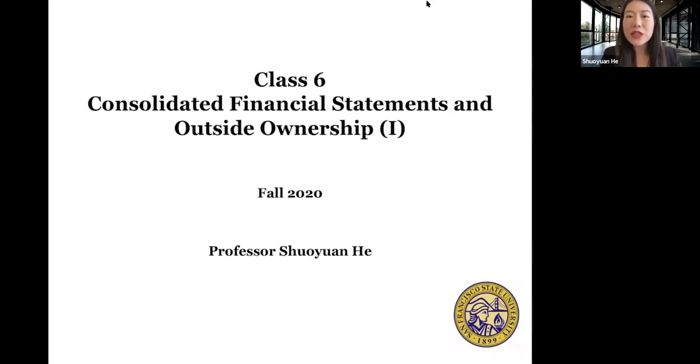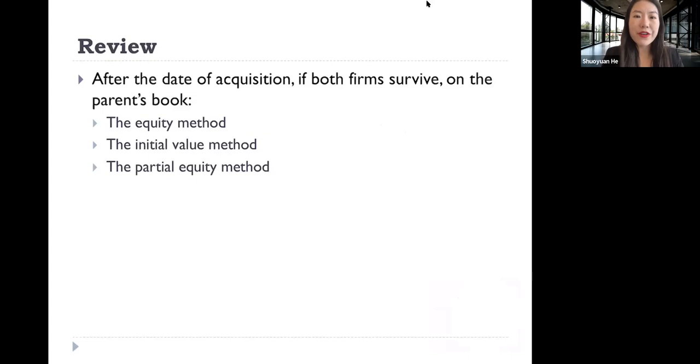In last class, we talked about how to do consolidation subsequent to the date of acquisition. And in today's class, we are going to talk about how to do consolidation if the parent has less than 100% ownership of the subsidiary. But before we get started, let's do a brief review.